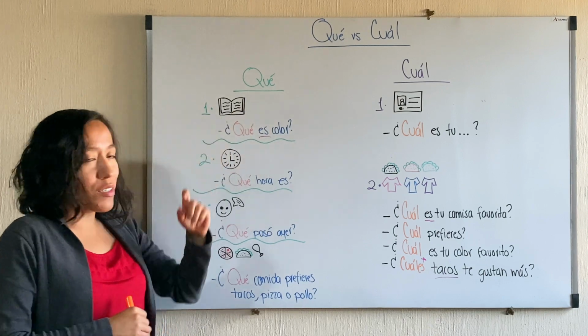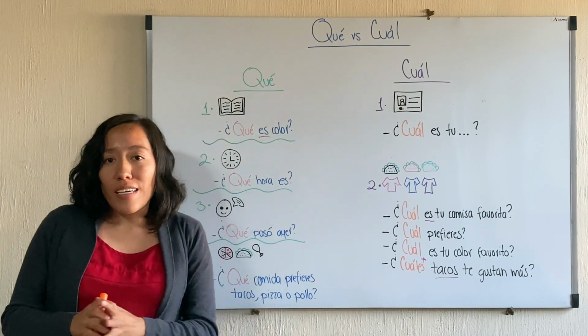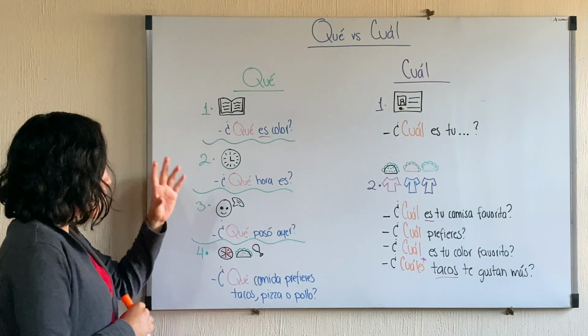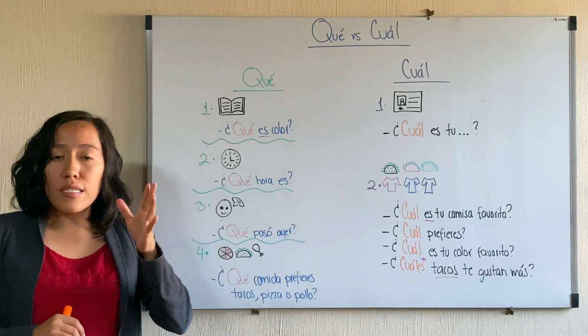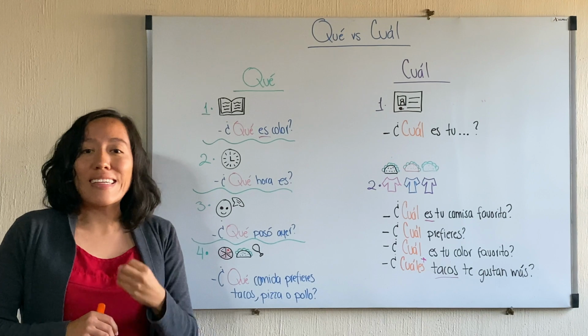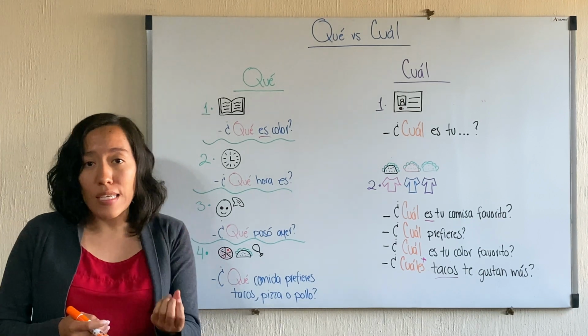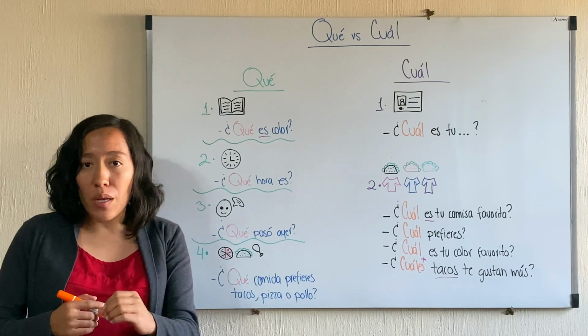So let's start with qué. Qué is the direct translation of what? Sorry, I lost my train of thought for a little bit. So qué is the direct translation of what, but it can also mean which. And this is going to depend on the sentence that you are using in Spanish.